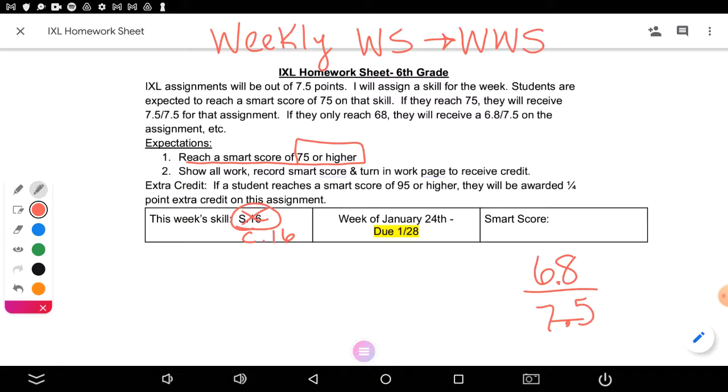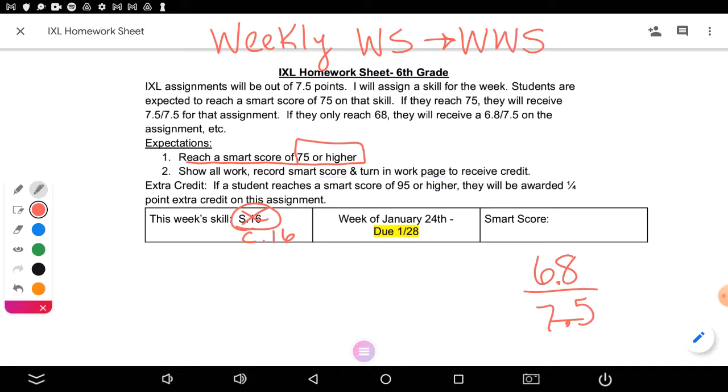Emmett: Do you have to get a SMART score of 75 every day? Not every day, by Friday on that one skill. Not every day, just by Friday you have to get your SMART score up to 75. Okay? Now, I told you you will have this every other week. So this week, your weekly worksheet looks like this.